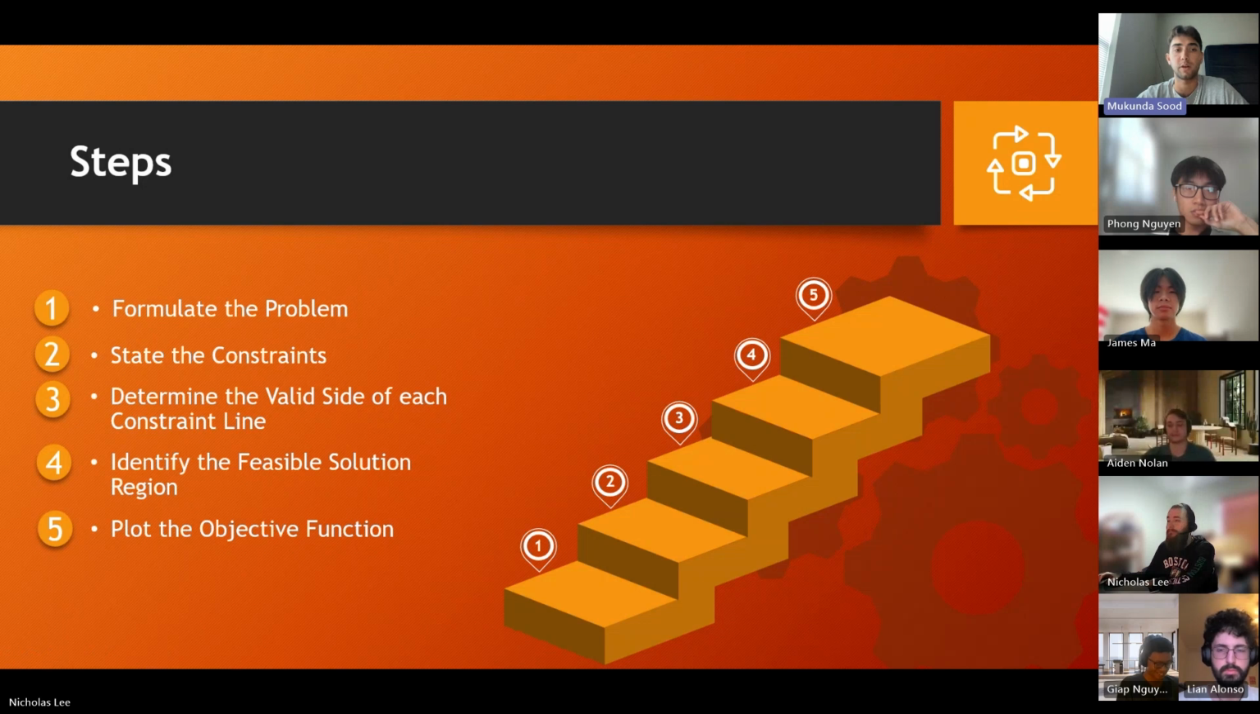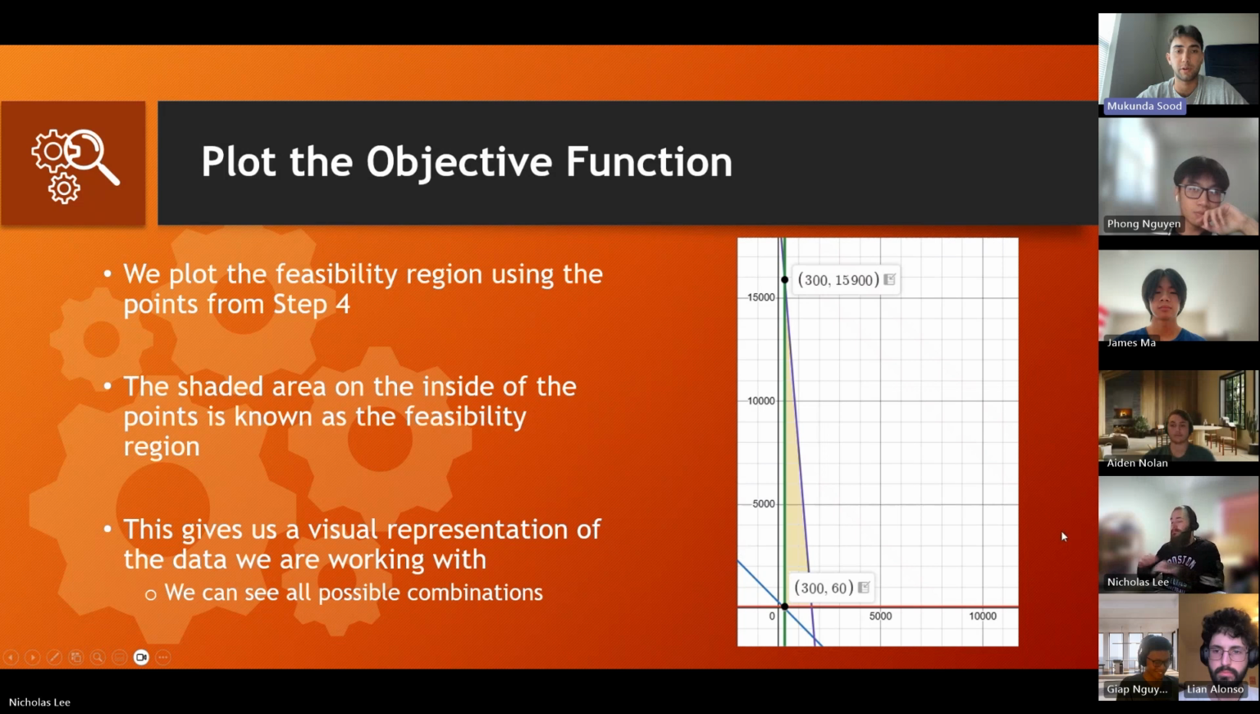I'll go into plotting the objective function. The objective function in linear programming is used to express the quantity that you either want to maximize or minimize. Our goal is to minimize total production costs, represented by the objective function z equals 8.667x plus 50y. The coefficients 8 and 50 are the costs per unit of products x and y, and z represents the total production costs that we're aiming to minimize.